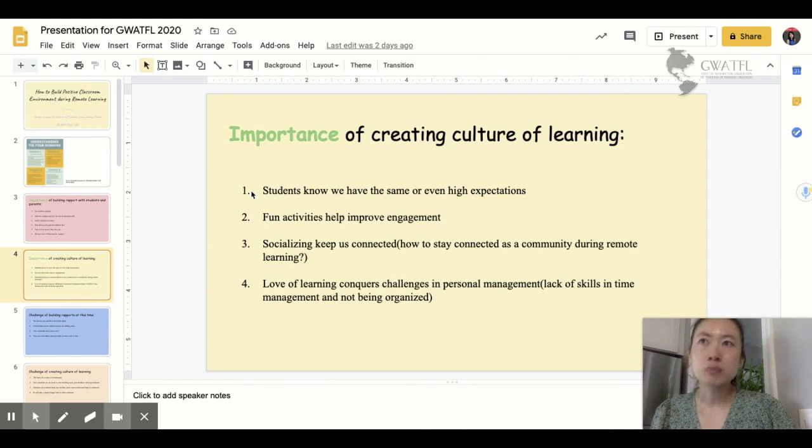And also being organized. Some of them are just so young, so they don't have a lot of time to practice yet. But if we hold them accountable, if we earn their trust, they will do it for you, and gradually they're going to get that skill. So those are the 4 reasons I can think of why we need to create a culture of learning.